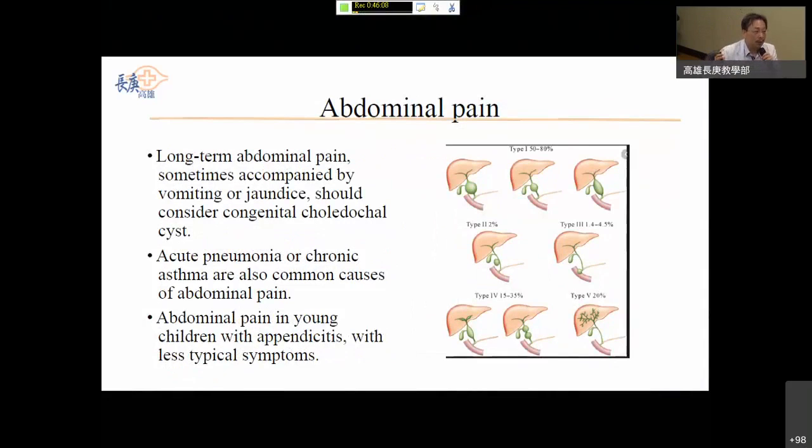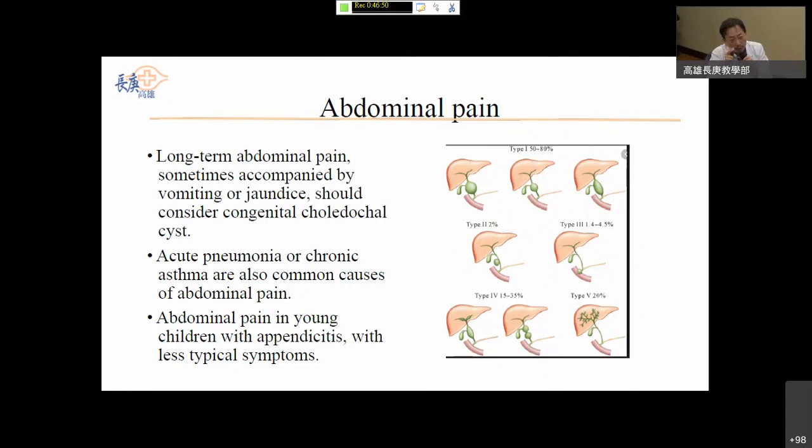And now when you have a long-term abdominal pain, okay? A persistent abdominal pain, or the pain is associated with vomiting or jaundice, we have to consider a congenital problem called congenital choledochal cyst. Choledochal cyst is an anomaly of the biliary tract, okay? They are type 1, type 2, type 3, type 4, type 5, different types of biliary tract abnormality, okay? This will cause a long-term abdominal pain.